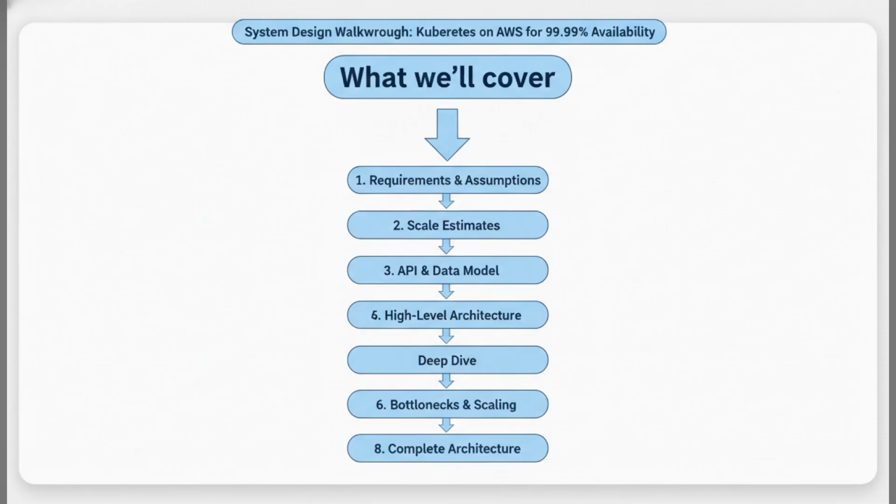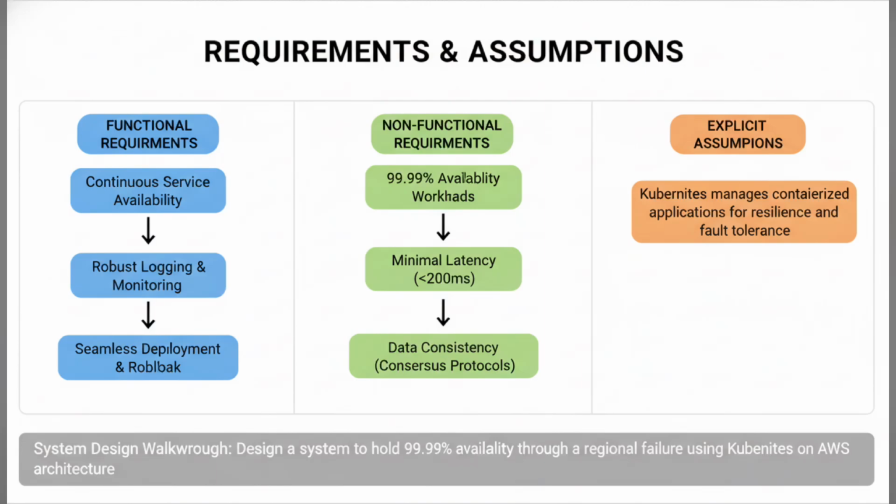Here's how I'll approach this. I'll walk through requirements and assumptions, scale estimates, API and data model, high-level architecture, deep dive, bottlenecks and scaling, trade-offs and summary, complete architecture. First, let's discuss functional requirements.